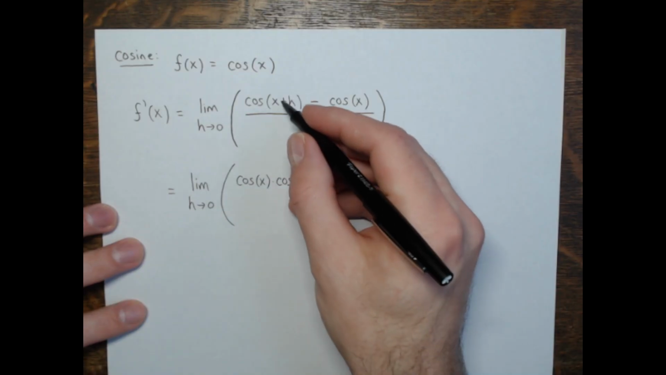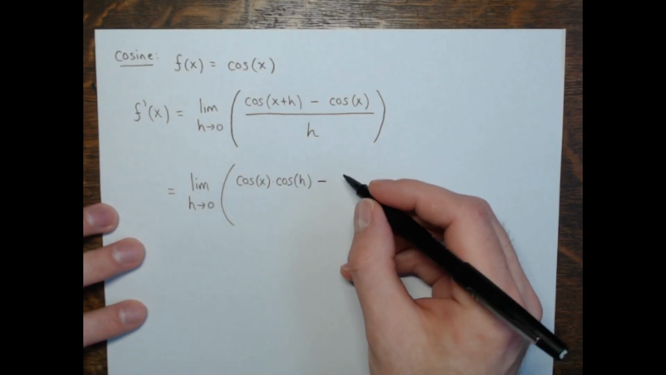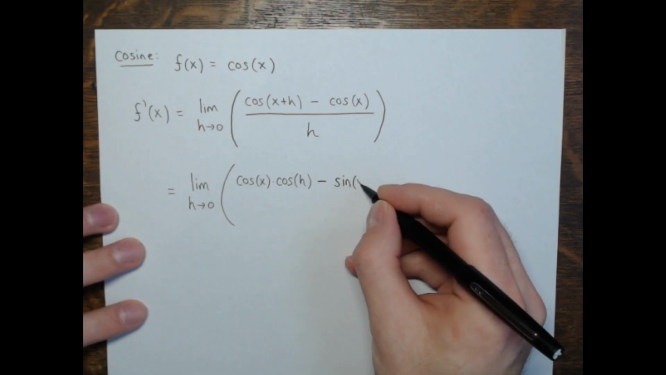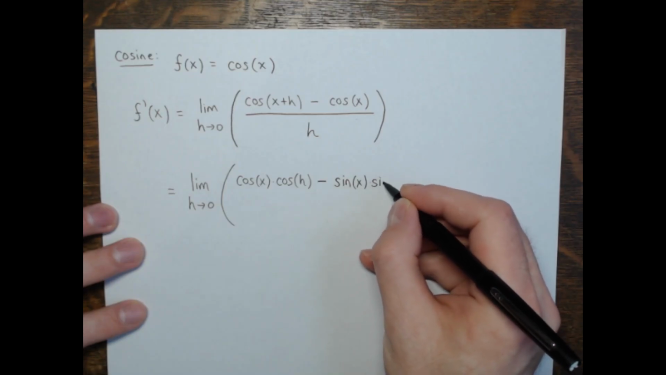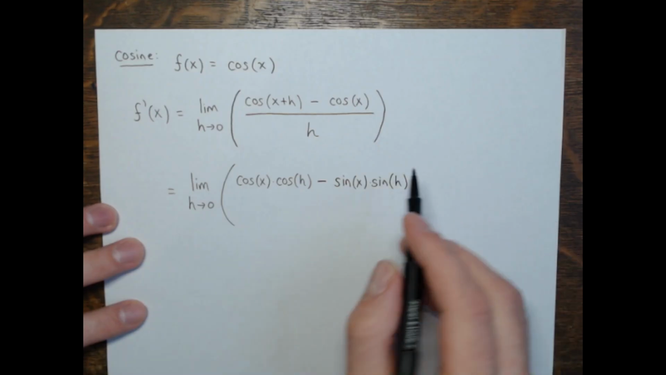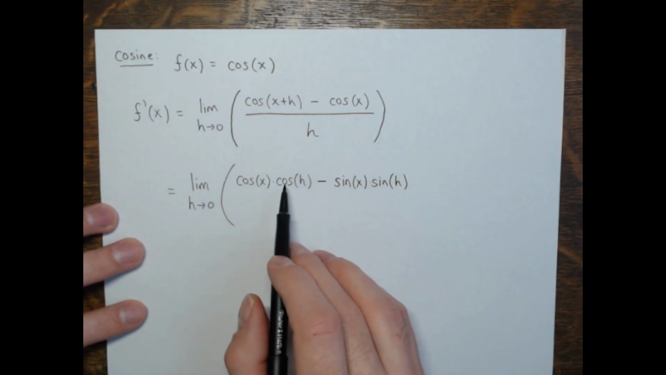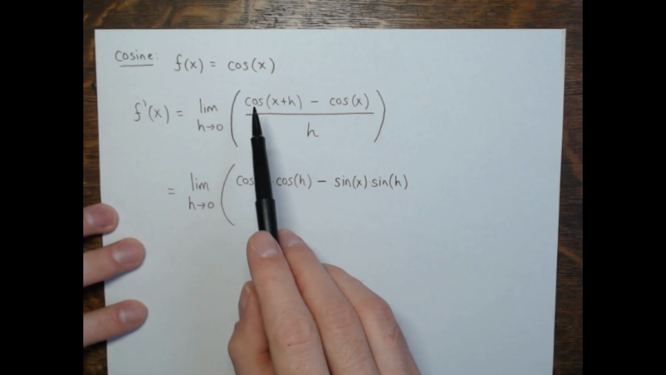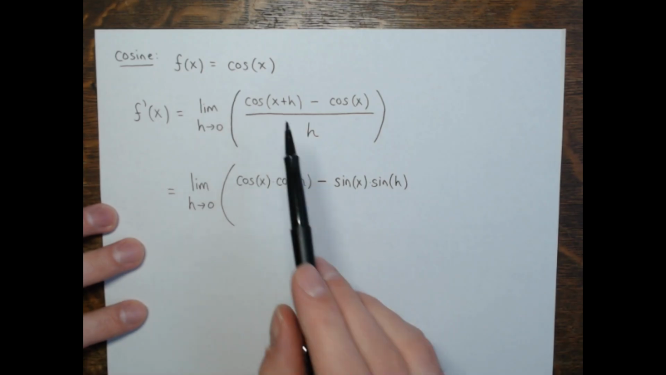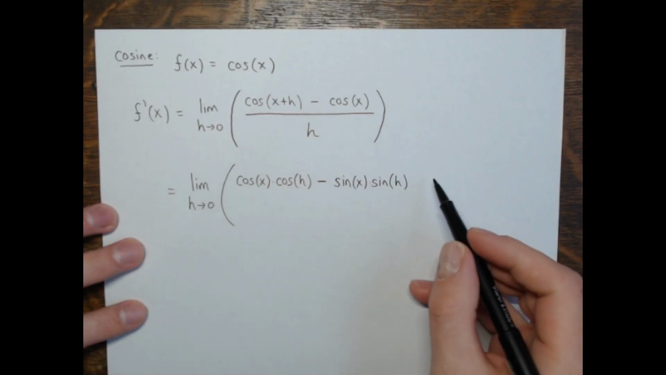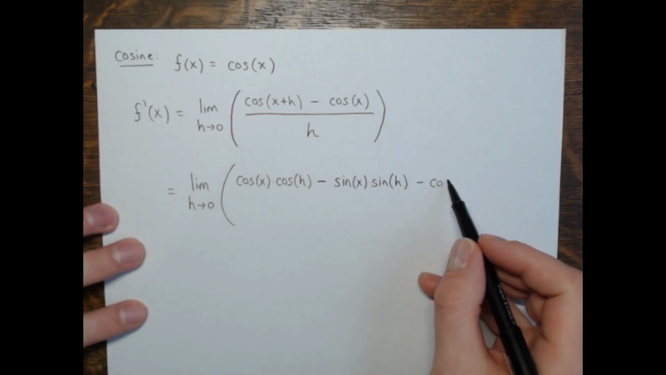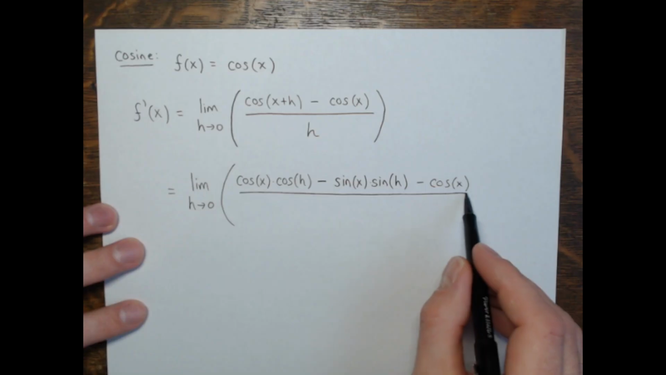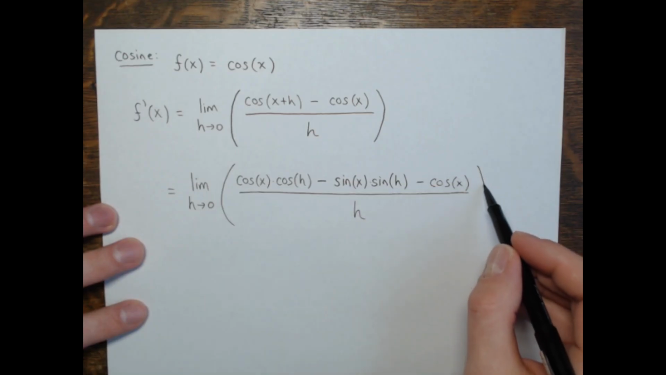Then for the sums, it was minus, and then the other way around with sine, right? So sine of x times sine of h. All right, so this expression here, cosine x cosine h minus sine x sine h, is equivalent to the cosine of x plus h. All right, then you have still the minus cosine x there, and all this, right, divided by h.